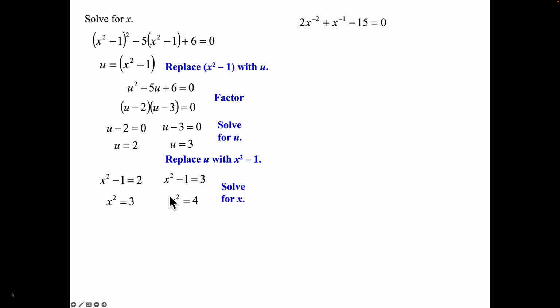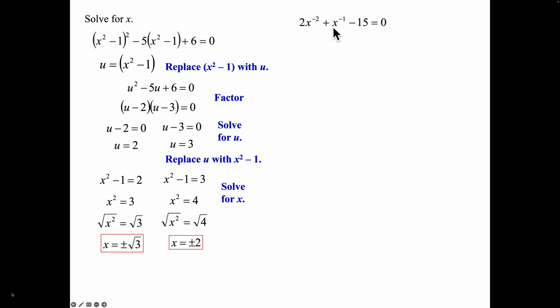x squared equals 3, x squared equals 4. Take the square root of both of those just like we did earlier. We're going to get x equals positive or negative the square root of 3. Really can't simplify this any further. And the square root of 4 is 2, so positive or negative 2. So remember, it's x squared. There have to be two answers. They're positive, negative. This even works with negative exponents.